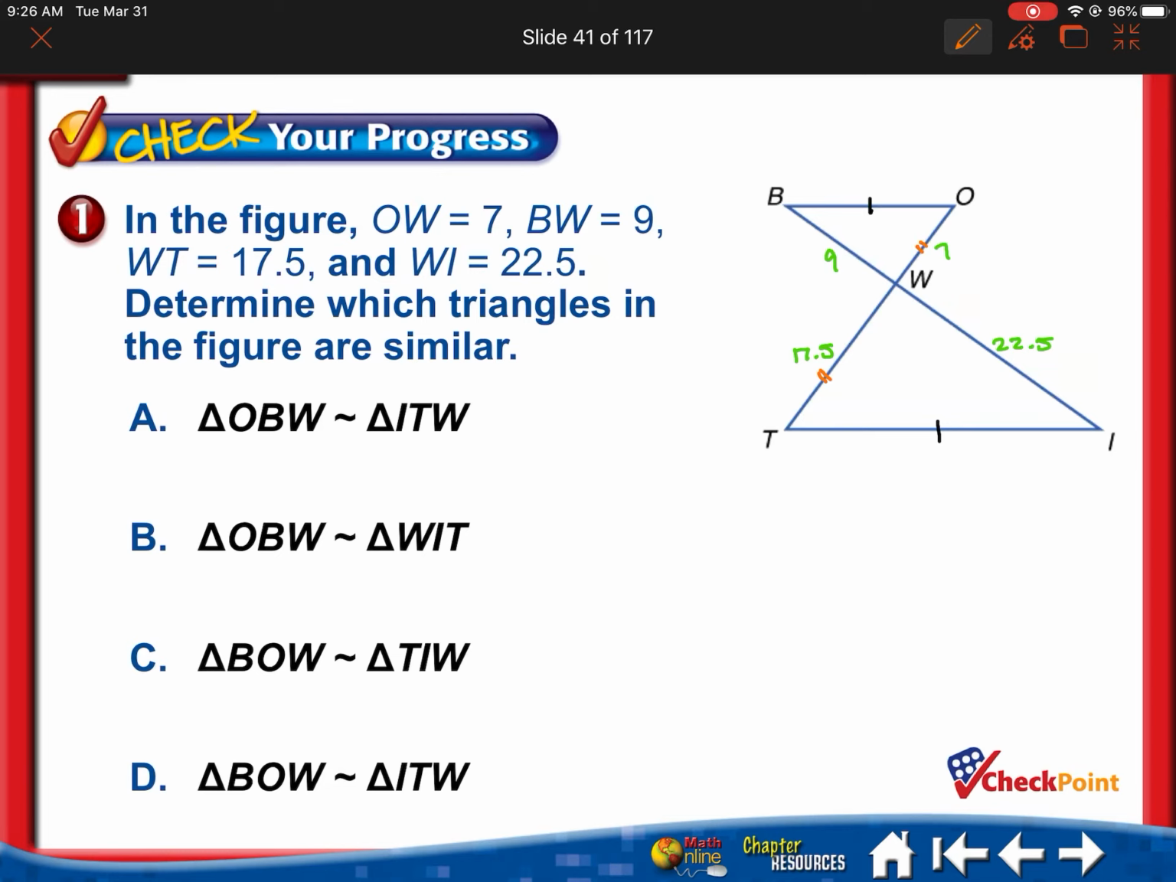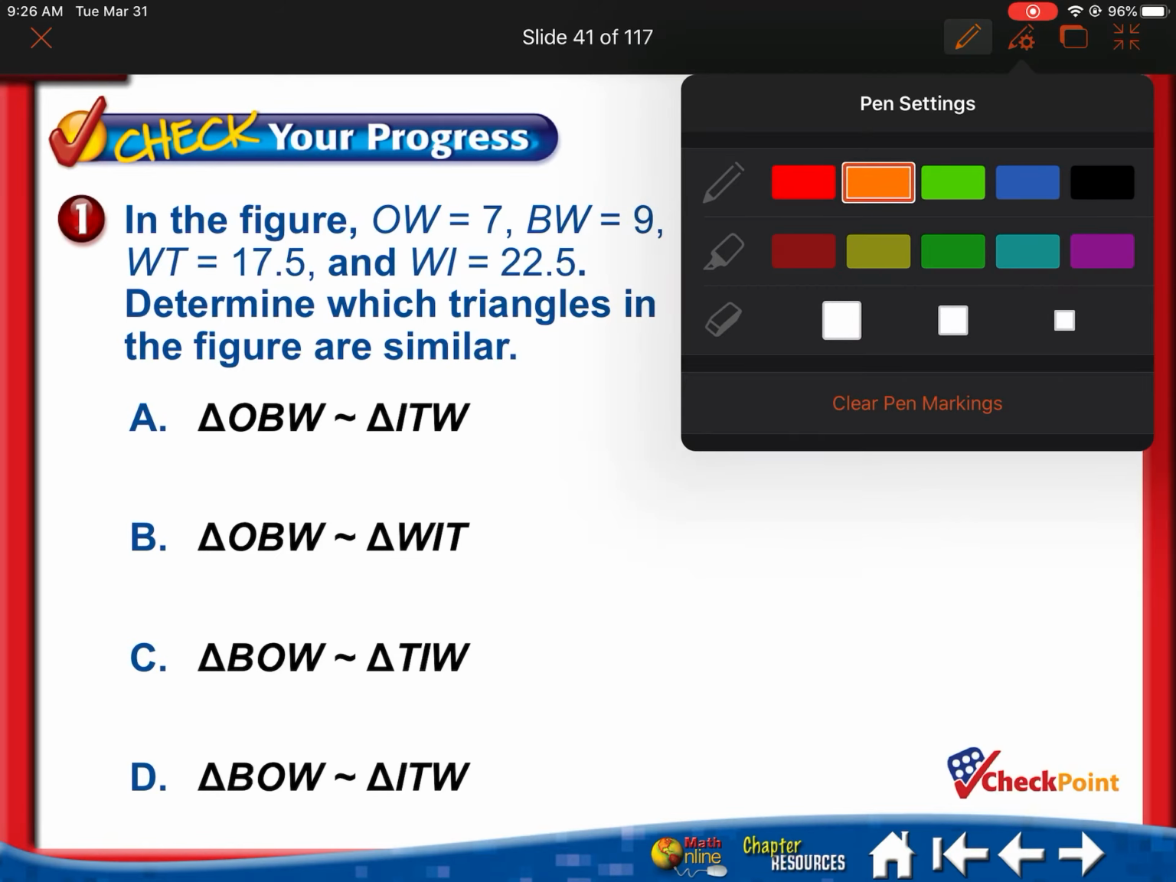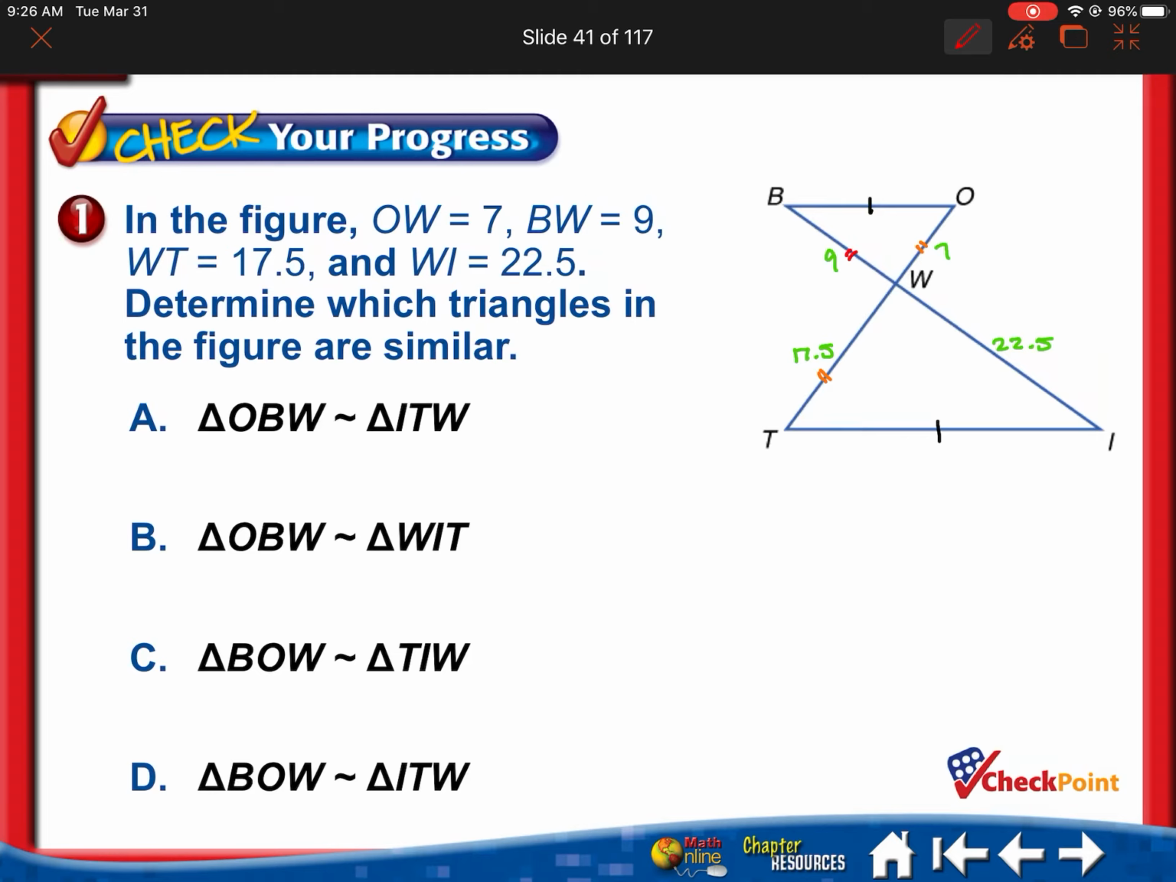And if you're wondering how I'm figuring this out, O to W looks shorter than B to W. Well, not only does it look that way, we know it's shorter because that one's 7 and B to W is 9. So this shorter side, 17.5, must go with 7. And then we know our last side, those two are corresponding to each other. Again, I'm not using these tick marks to show congruency. I'm just using them so that we have a frame of reference as to which sides go together, because the figures are not oriented the same way.